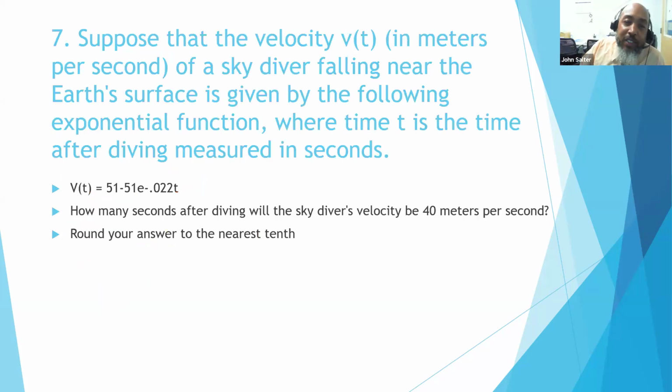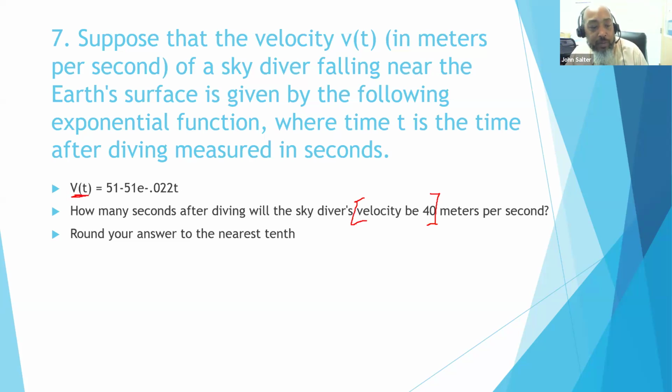Suppose that the velocity v of t in meters per second of a skydiver falling near the Earth's surface is given by the following exponential function, where t is the time after diving measured in seconds. Okay, so he gave us the equation. v of t is 51 minus 51e raised to the -0.022t. All right, cool. After how many seconds of diving will the skydiver's velocity be 40 meters per second? So they said the velocity is going to be 40.